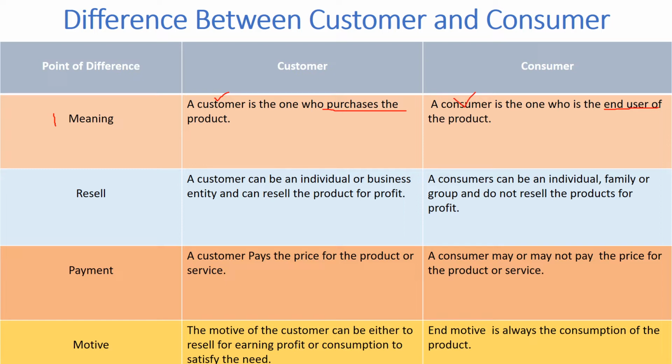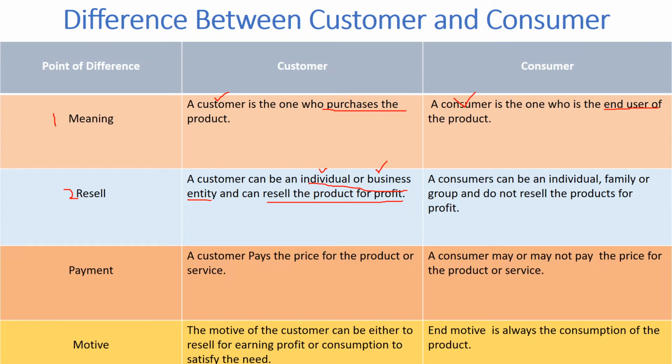The second point is resell. A customer can be an individual or business entity. So a person who is buying the product can be an individual or business entity. If we take the example of wholesalers, they buy goods from the manufacturers in bulk quantity. So they are called the customers of the manufacturers. And what they will do, they will resell the product for profit.